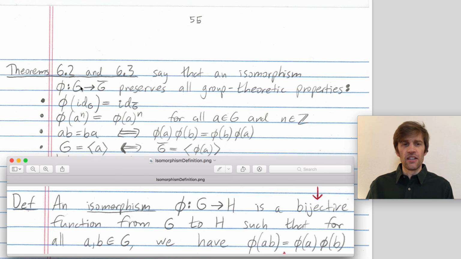So here, G and G bar are going to be the names of my two groups, and phi is going to be the isomorphism between them. The only difference in notation is I'm using G bar instead of H here. G bar is not the group we constructed in the proof of Cayley's theorem last time.